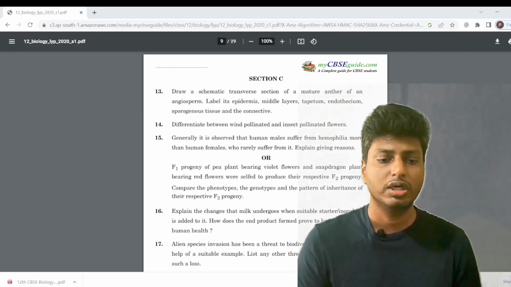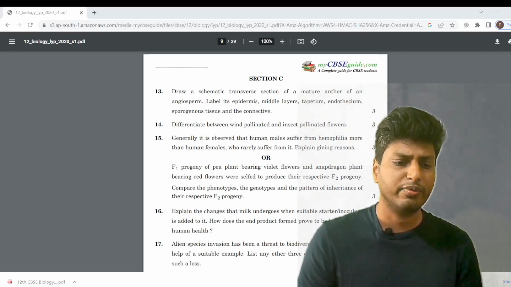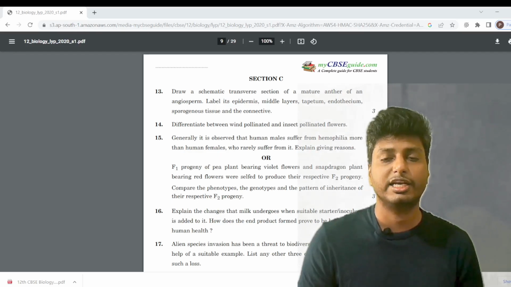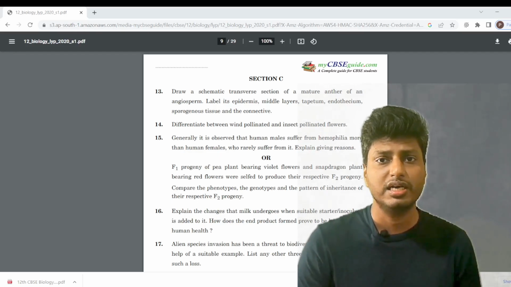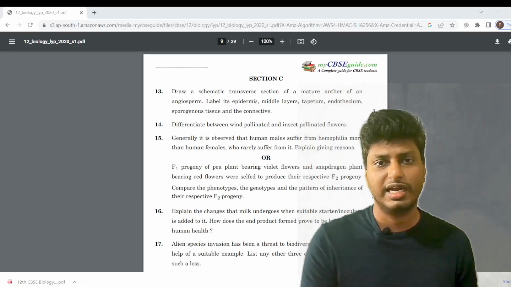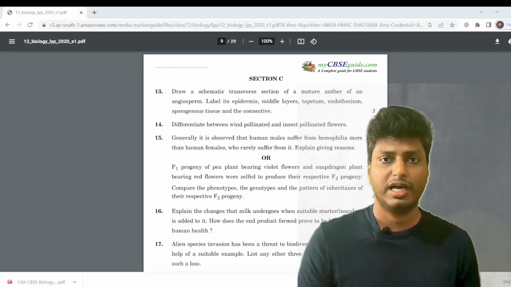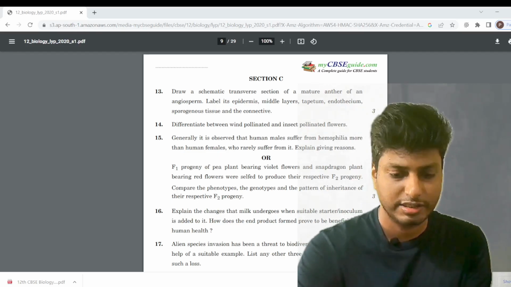Okay, dear students, now going to the second question. The second question asks us to differentiate between wind pollinated and insect pollinated flowers. Here we have to understand that they are asking what kind of flowers wind pollinated plants have and what kind of flowers are present in insect pollinated plants.